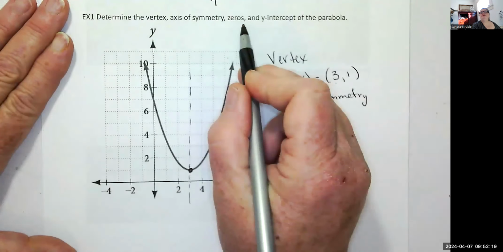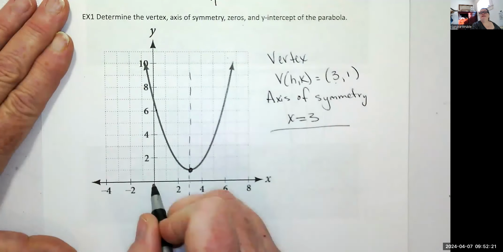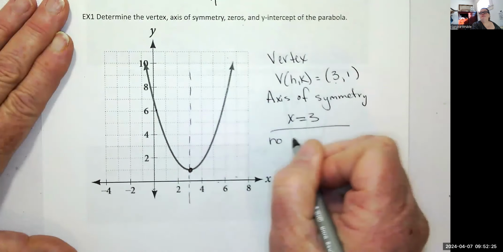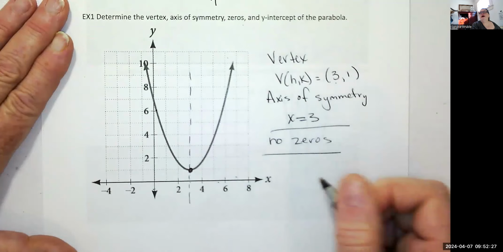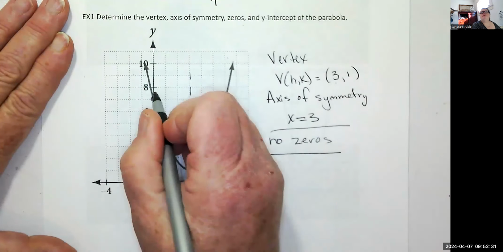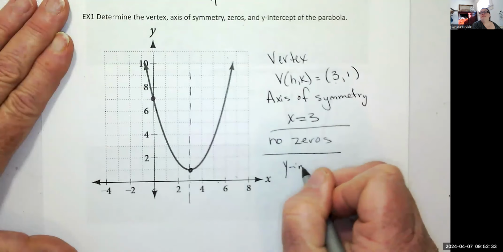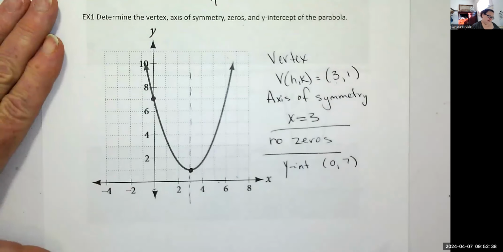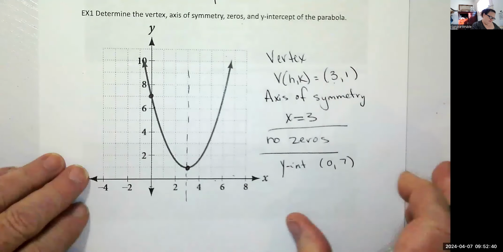Next is the zeros. Well, there are none, because the parabola does not touch the x-axis at all. So no zeros. And then the y-intercept is right here, and that is at (0, 7). That is a point. All right, I think that's it for that one.